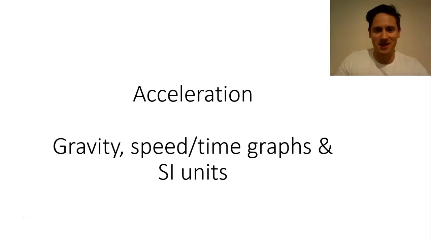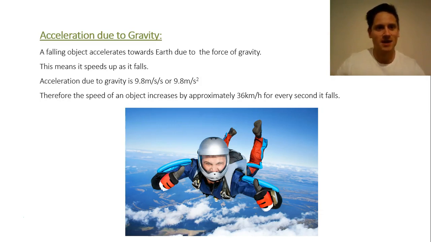Today's video is going to be on acceleration, focusing particularly on gravity, speed over time graphs, and SI units. Let's get straight into it. So guys, acceleration due to gravity. We know that gravity is the force that pulls everything towards Earth. So a falling object will accelerate towards Earth due to that gravitational force. You've probably heard the story of Isaac Newton with the apple dropping on his head, and then he came up with the theory of gravitational force.